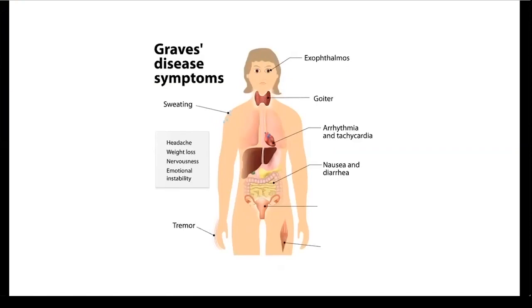In this illustration, you can see some of the symptoms of Graves' disease. Again, use the information that you have about the actions of thyroid hormone and try to determine why these symptoms appear.